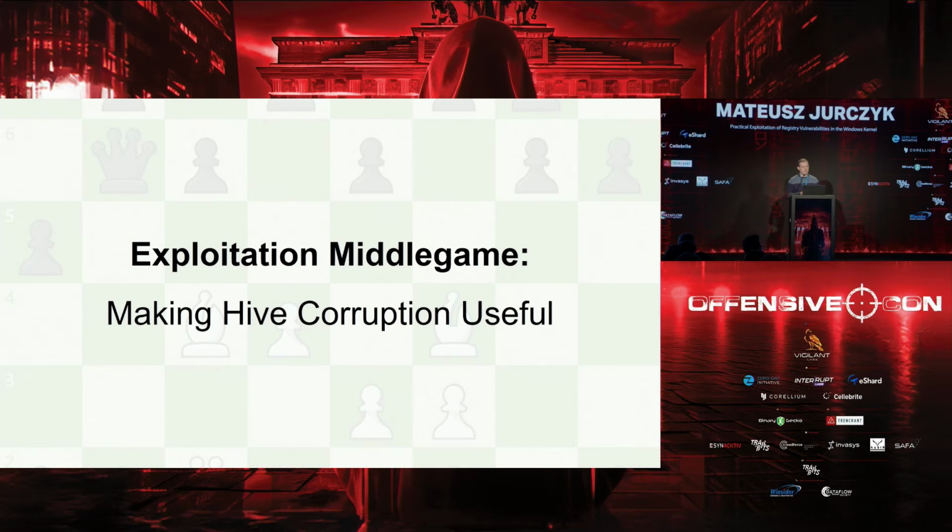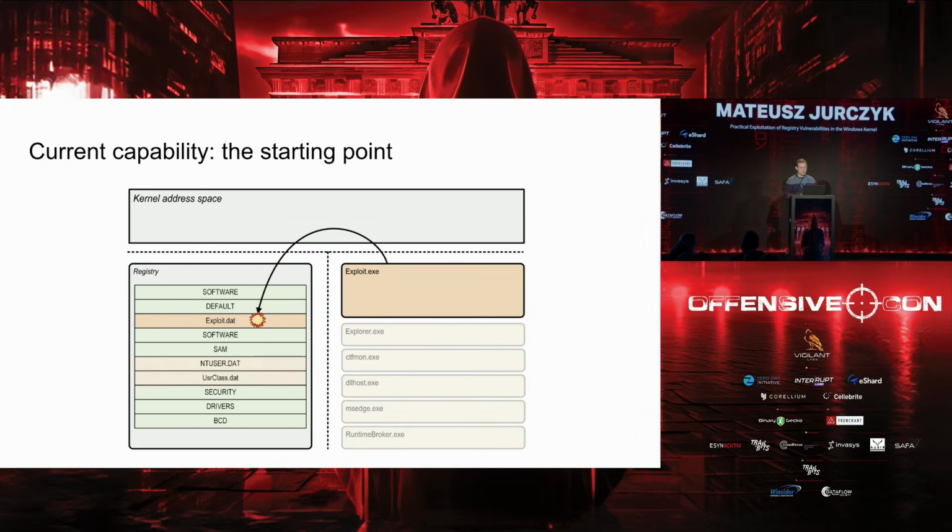So, okay, now let's go to the middle game and think about how we can make the Hive corruption useful for us. Because the current capability that we have right now with the bug is that we have a locally running exploit going through the kernel address space, calling into system calls. We can load our own hive called exploit.dat, and we can cause some kind of corruption inside of this hive. This is what we have right now.